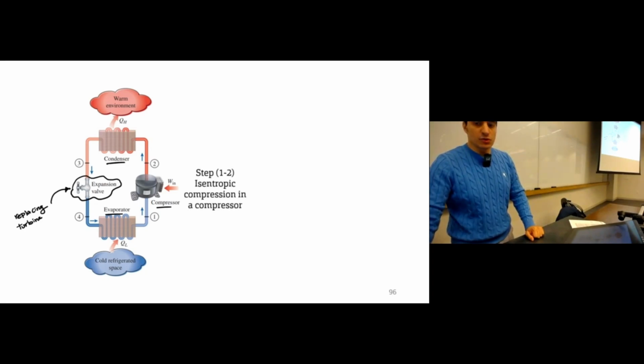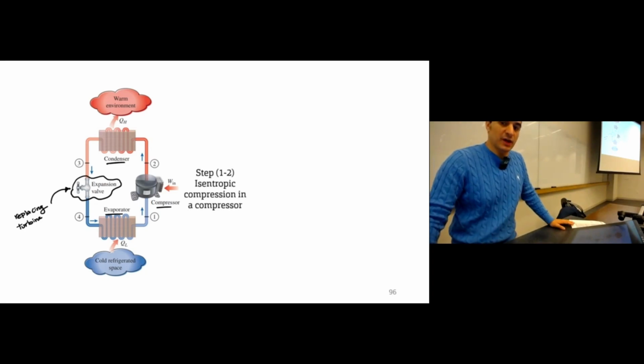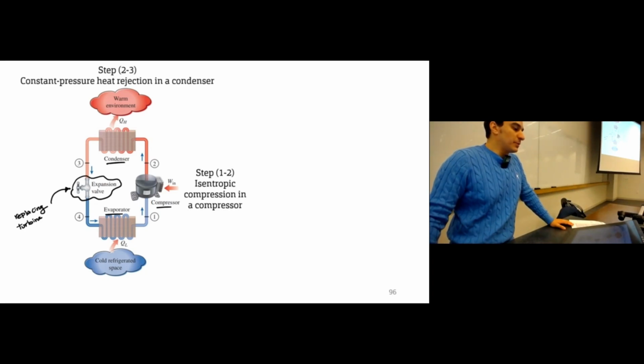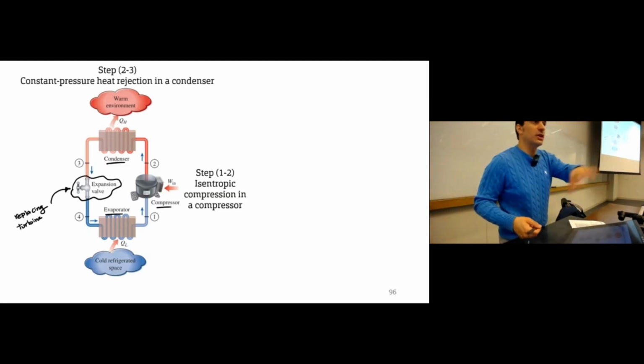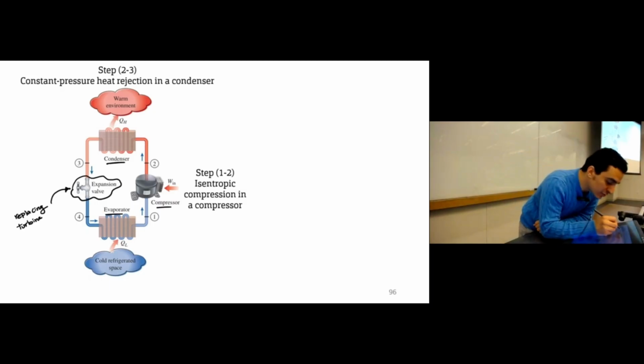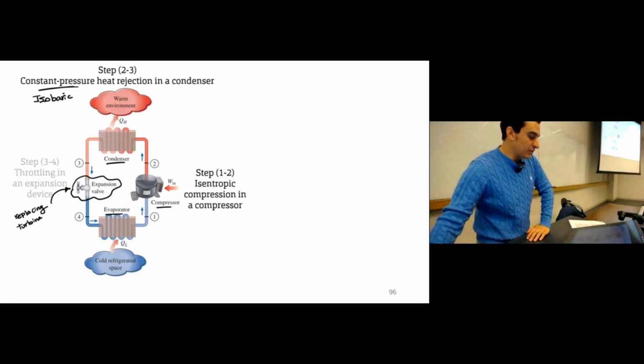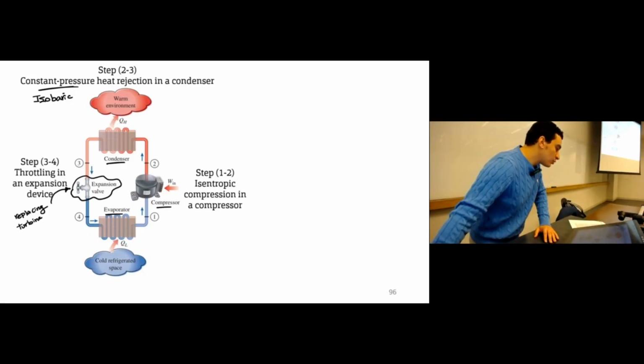And if you want to see the steps: step 1-2 is again isentropic compression. Step 2-3 is constant pressure heat rejection. If you remember, the Carnot cycle was isothermal, but here it is constant pressure, isobaric. Then we have step 3-4, which is the throttling expansion device.